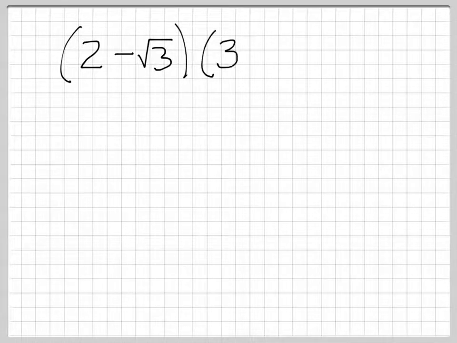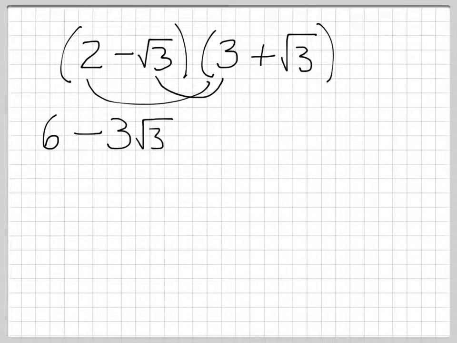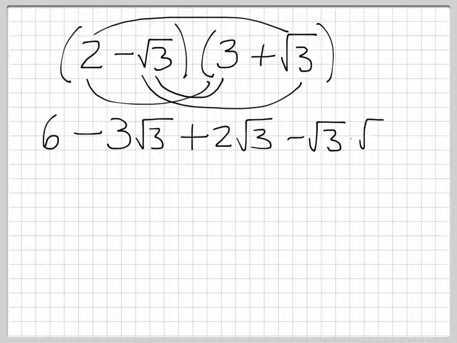Let's try another one. 2 minus radical 3 times 3 plus radical 3. First we do 2 times 3, which is 6. Then we do 3 times negative radical 3, which is minus 3 radical 3. Then we do 2 times positive radical 3, which is plus 2 radical 3. And then we do negative radical 3 times radical 3.